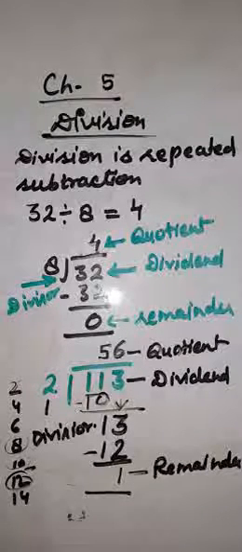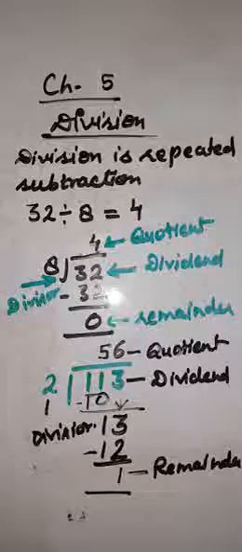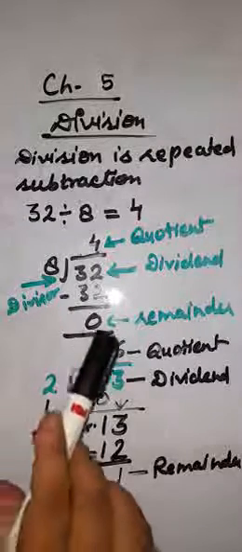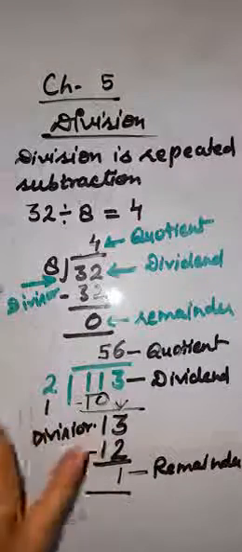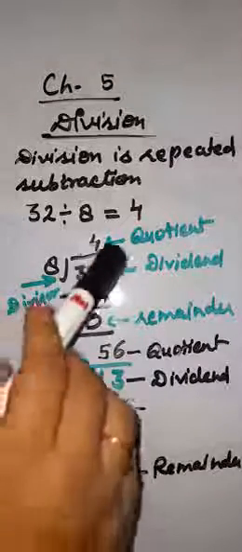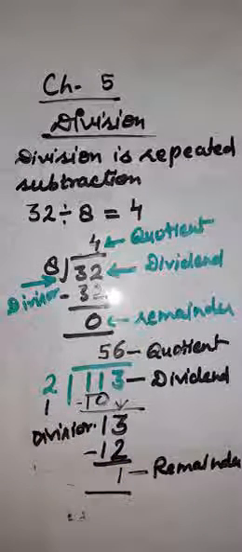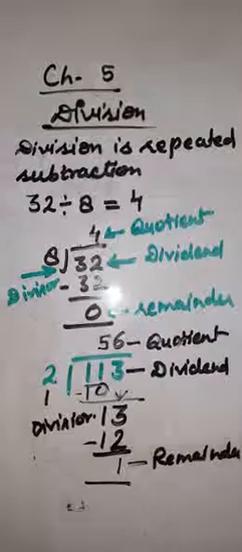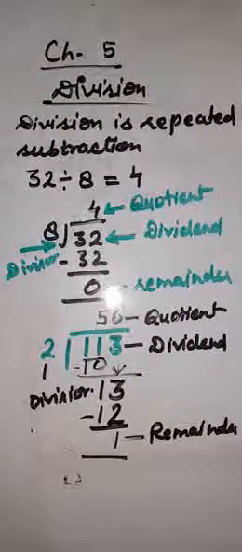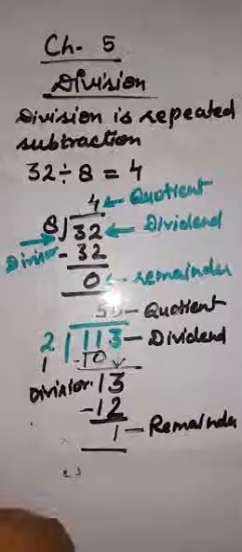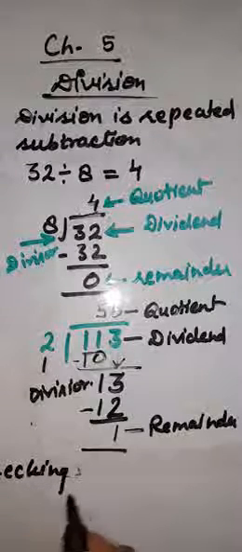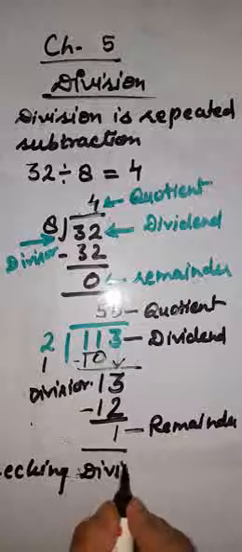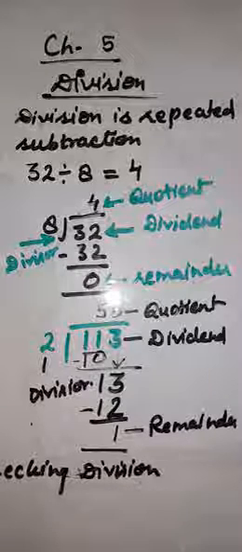Okay dear children, I have taken two examples here. One has 0 remainder and another has 1 remainder. So we have already learnt about the quotient, dividend, divisor and remainder. Now let's check the division. Here we will write: checking division.